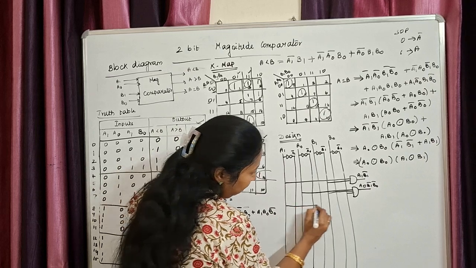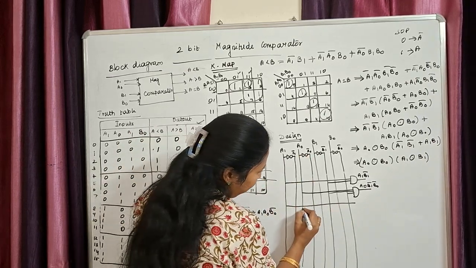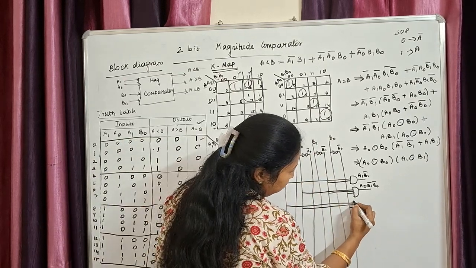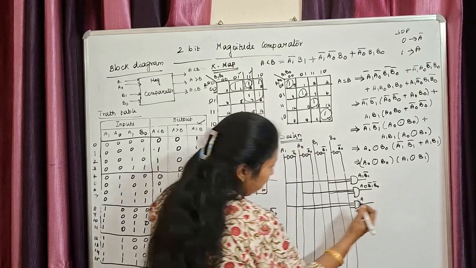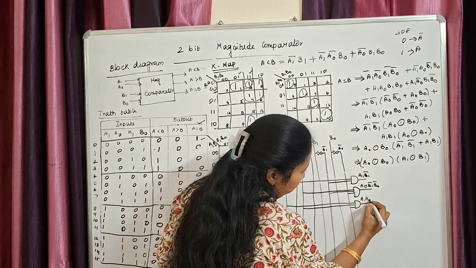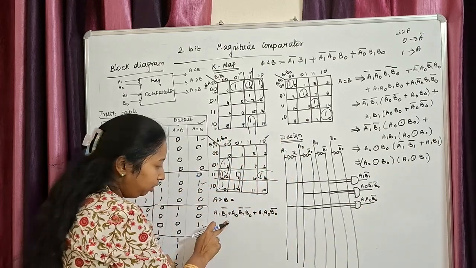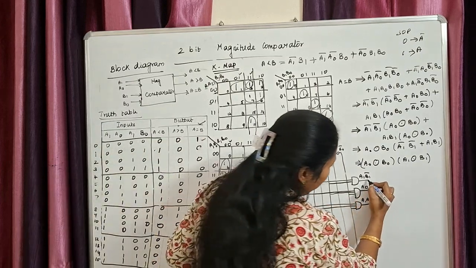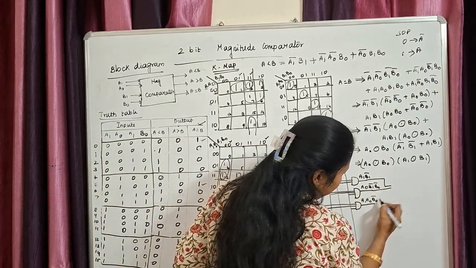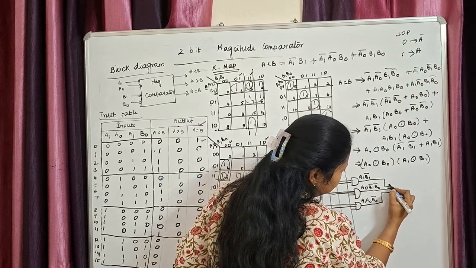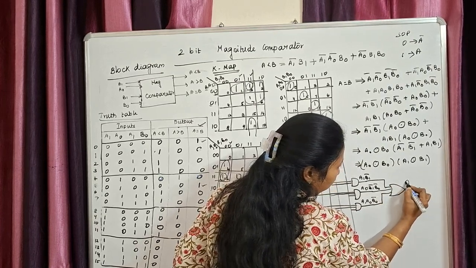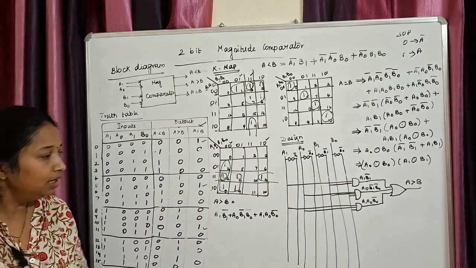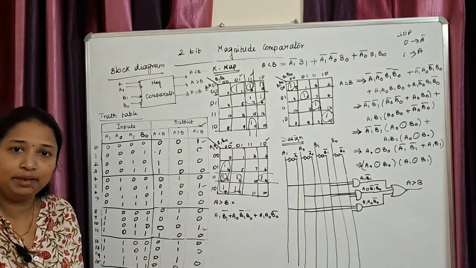So, A1, I'll take the lead from here. A0, I'll take the lead from here. And then B0 bar, I'll take the lead from here. So, all these terms, I can take it. What is the output? It is A1, A0, B0 bar. All the three minterms, what have they done here? They have summed it up. So the output of all these three minterms I'll be taking and then I'll be feeding it inside my OR gate. What is the output of this? This is nothing but A greater than B. Is it clear? This is how you'll be designing A greater than B.